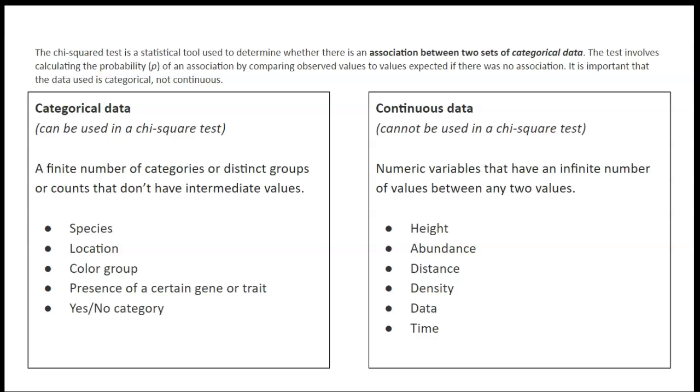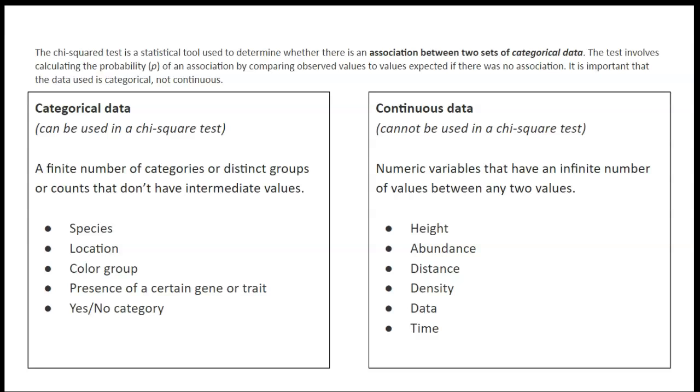Basically, it's just a statistical tool to determine whether there's an association between two sets of categorical data. This is just seeing if there's a probability of an association by comparing observed values, so what you actually see in like a quadrat or out in the field, versus expected values if there was no association. We're going to get into how you would figure out those numbers, but the key here is that it needs to be categorical and not continuous, right?